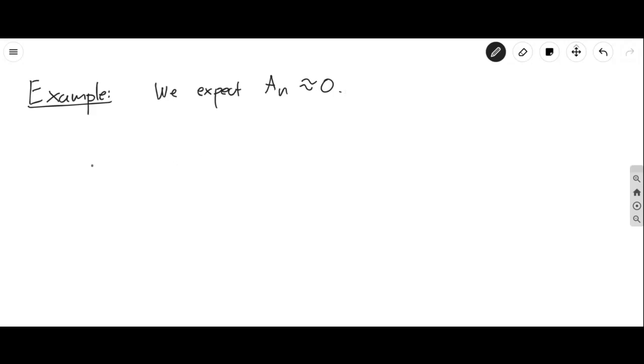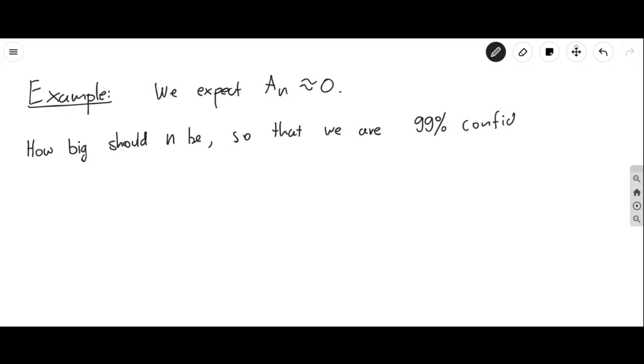So let's ask this question. How big should n be so that we are, let us say, 99% confident that an is somewhere between 0.1 and negative 0.1.